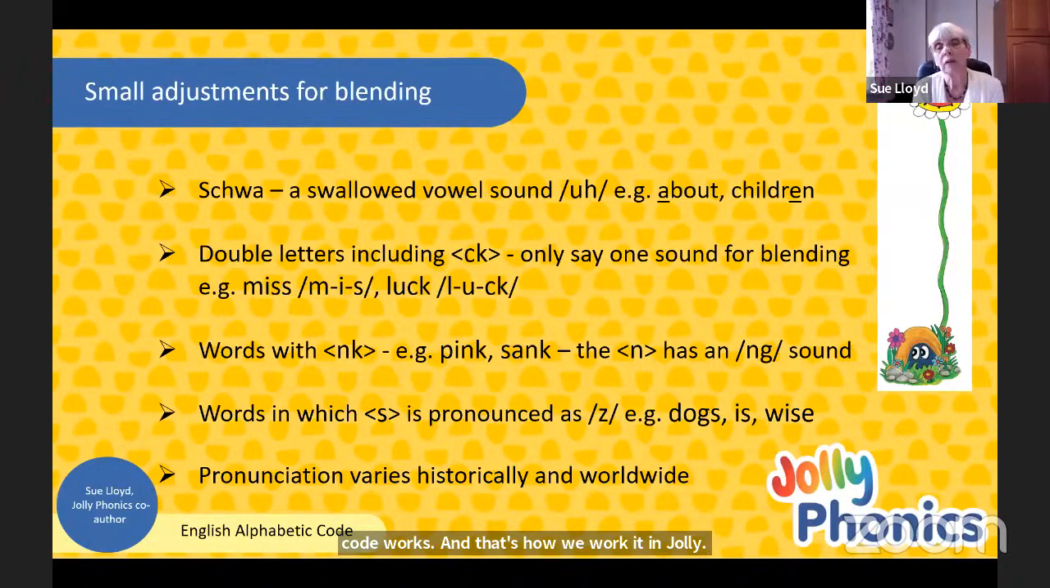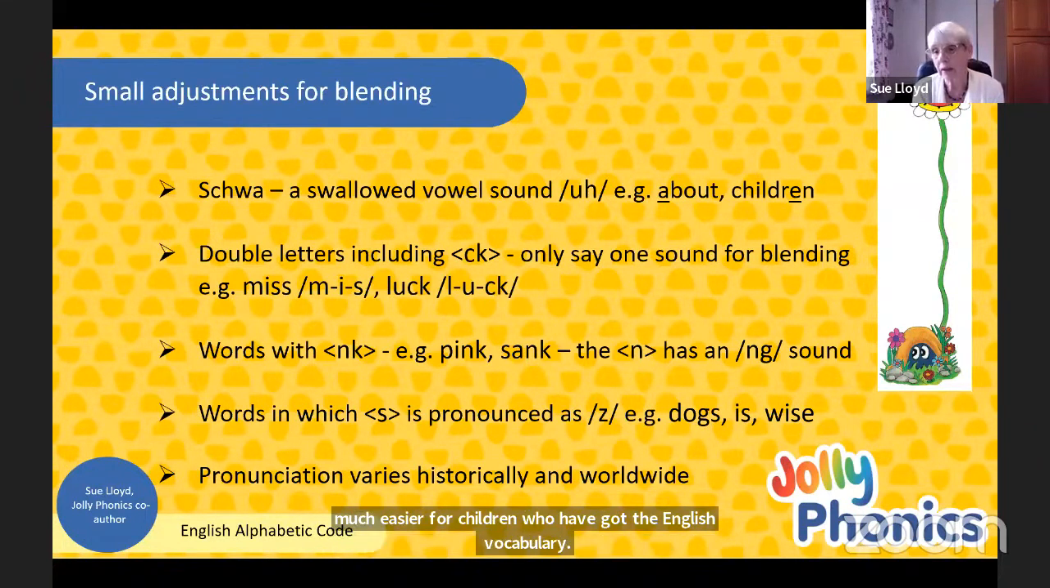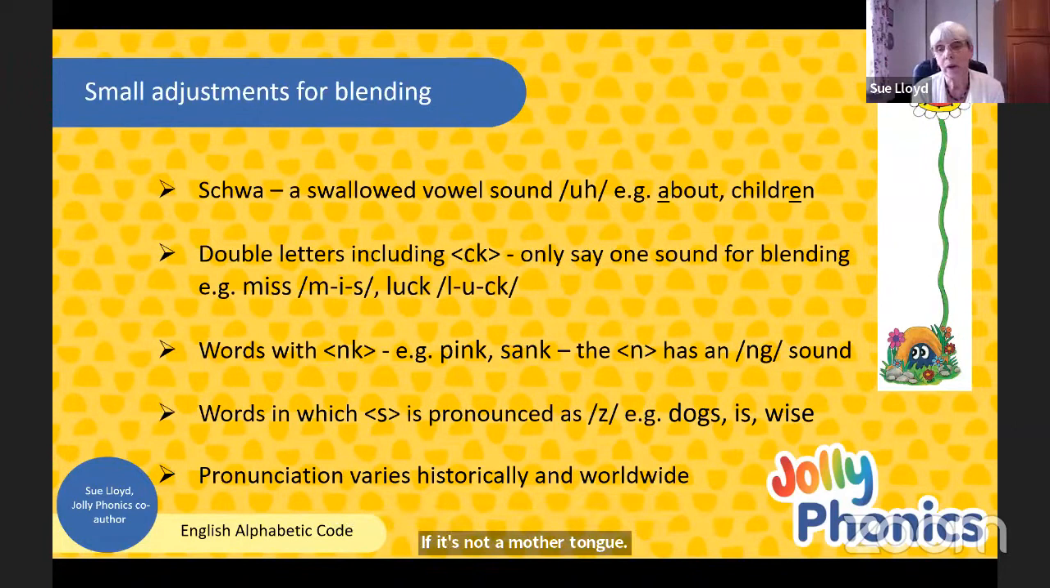Now here we come to the small adjustments that children have to make. And they do this quite early on, and there's quite a few of them. And I must say it is much easier for children who have got the English vocabulary. If it's not a mother tongue, then much more work has to be done in a classroom on spoken English, developing that. And we have a program called Jolly English that just encourages the children with the spoken English and being aware of the sounds of English.